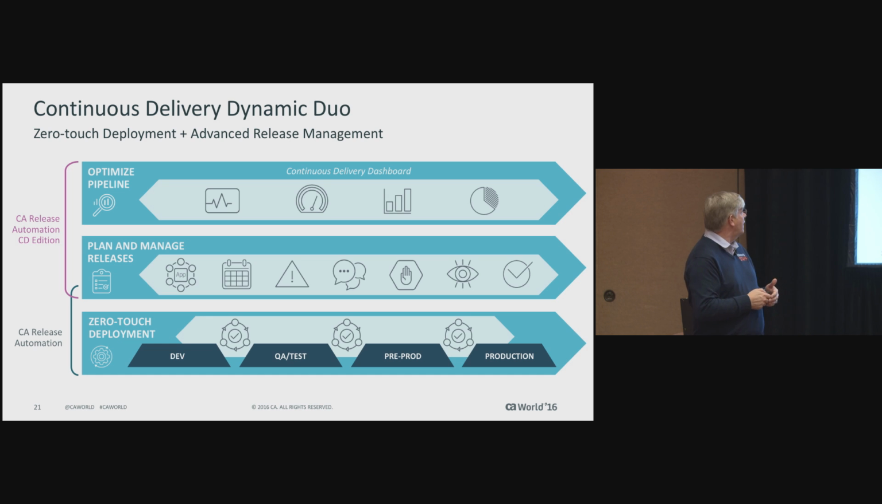So we have the zero-touch deployment. It comes in 2 parts. Release automation is very much the orchestration engine. This is the workflow, the engine that does all of the testing and the deployments. And above that, we have the continuous delivery CDE product. This gives you that visibility into release automation to show you what's being done within the orchestration.